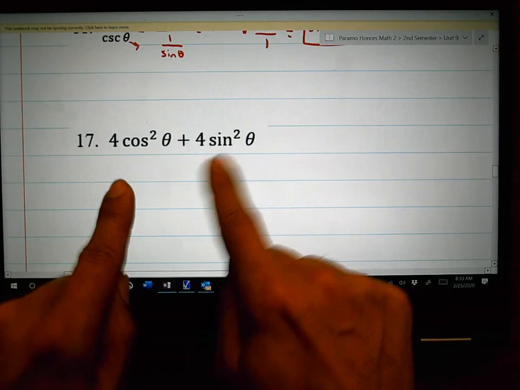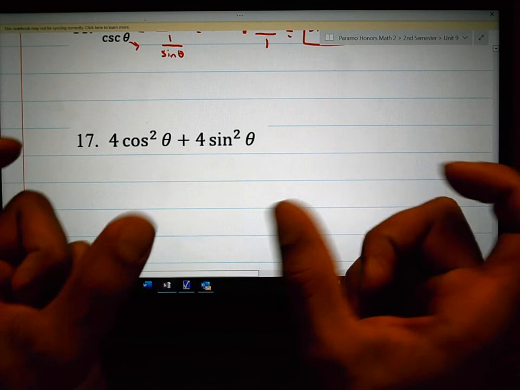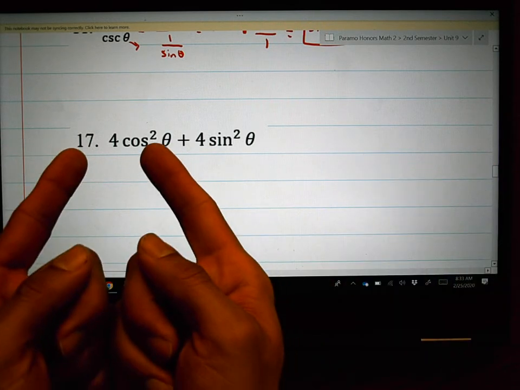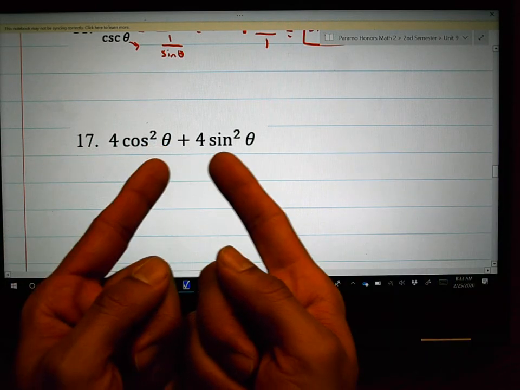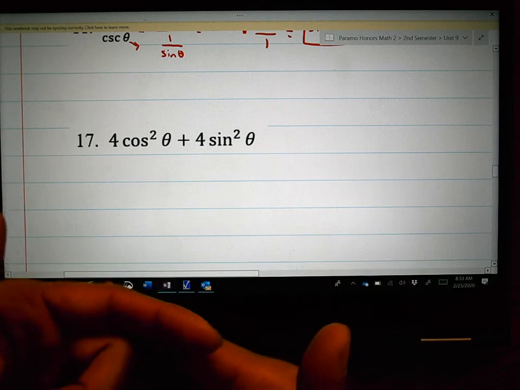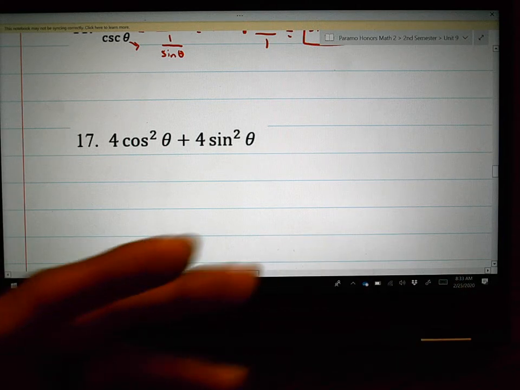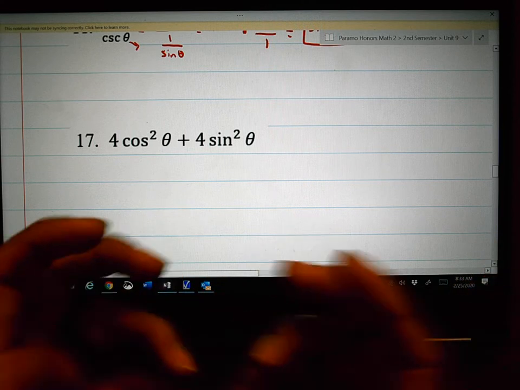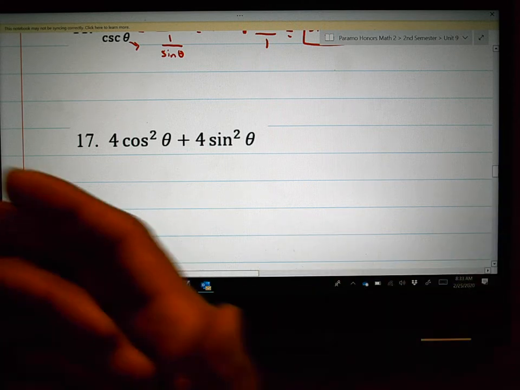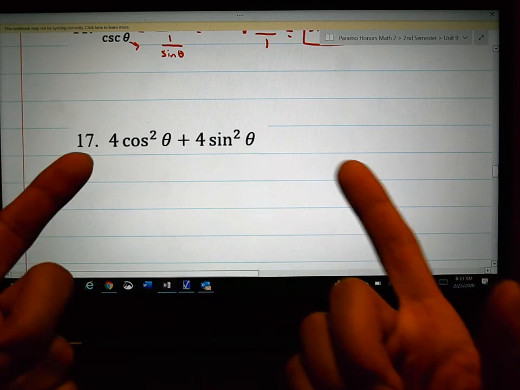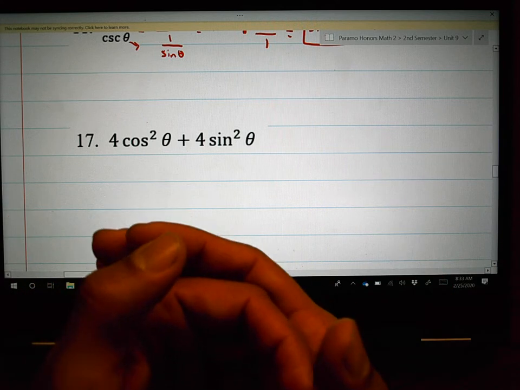Is there a GCF? First of all, let me just say this. You cannot add 4 cosine squared of theta plus 4 sine squared of theta because those are not like terms. You can only add x squareds with other x squareds. You can only add sine squareds with other sine squareds. Those are not the same thing. You cannot put them together the way this is.